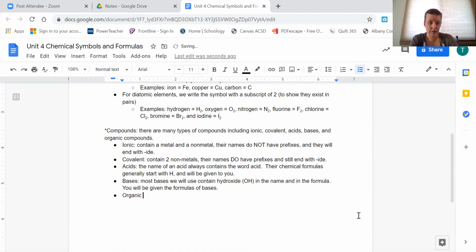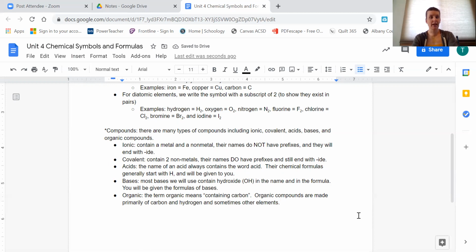And then organic compounds. The term organic, we've talked about it before, but we'll just review it real quick, means containing carbon. Okay. Organic compounds are made primarily of carbon and hydrogen, and sometimes other elements. So these are going to be compounds that are a little more complex, that have 3 or more elements in them, and we will give you those formulas. You'll be given those formulas as well. So in this unit, if I tell you propane, I don't expect you to know the formula for propane, okay, or isopropanol or things like that. So those types of things, I will give you their chemical formulas.